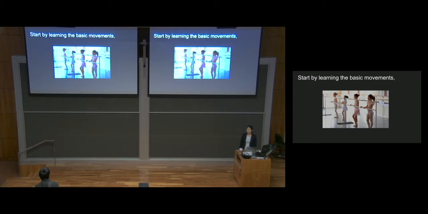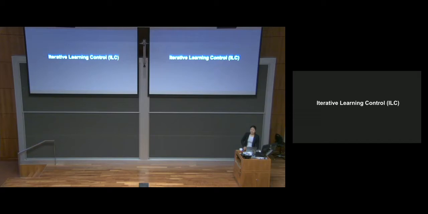If I push myself too hard by using the wrong muscle to reach those positions, I am hurting myself instead of learning to dance. After I learn the anatomy, after I know the model of my own body, I can gradually build my muscle strength to reach those positions instead of hurting myself. Can we apply similar strategies to robots? The answer is we can, and we can use iterative learning control.